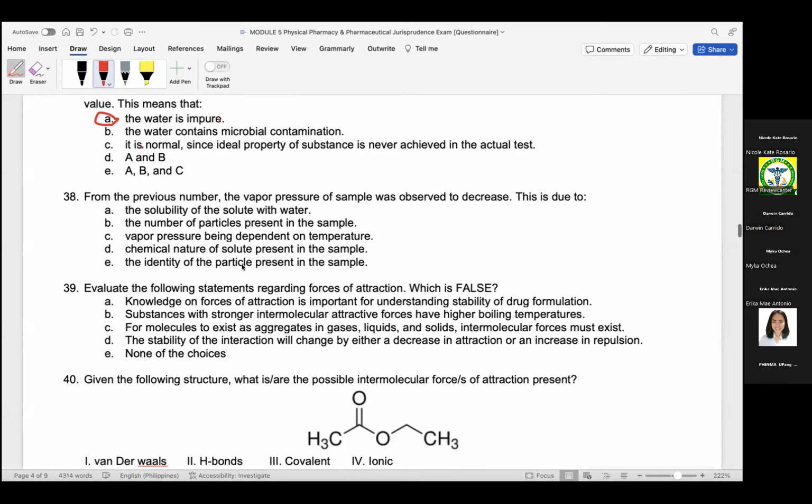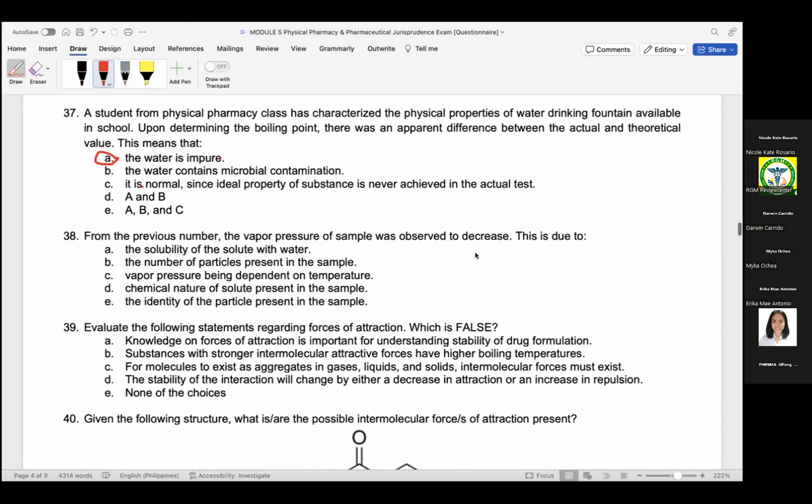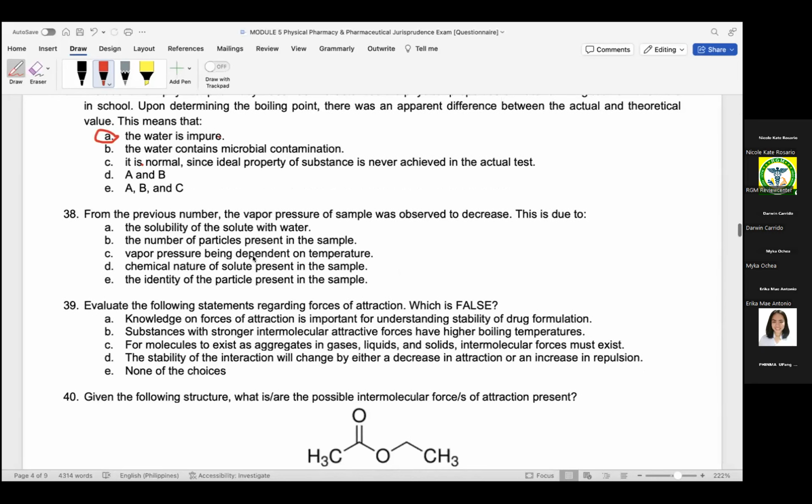Number 38, from the previous number, the vapor pressure of sample was observed to decrease. This is due to A, the solubility of the solute with water, B, the number of particles present in sample, C, the vapor pressure independent on temperature, D, chemical nature of solute present in the sample, or E, the identity of the particle present in sample. Remember that vapor pressure is a colligative property. And when I say colligative property, it depends on the number of particles present in the sample. So therefore, letter B. 38 is letter B.